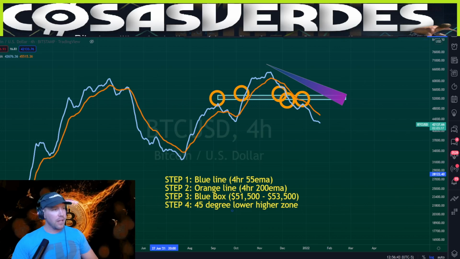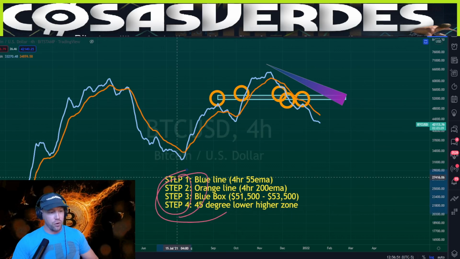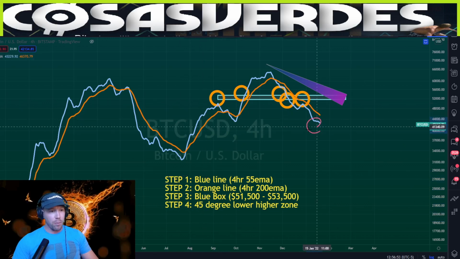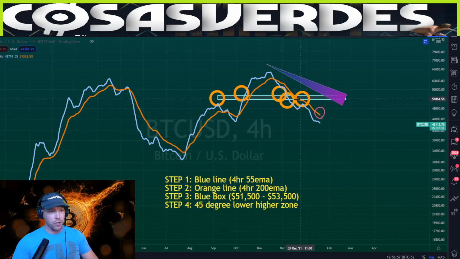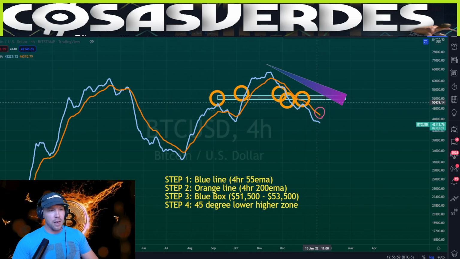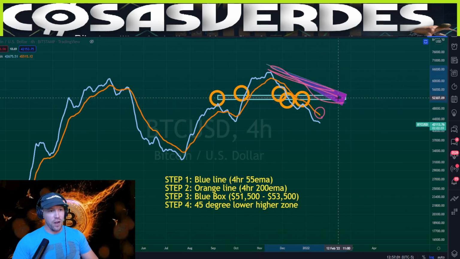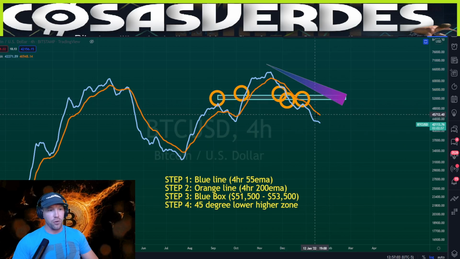I have everything labeled here at the bottom so you can refer to this as we go along. I have 4 things drawn on here, and each of those 4 things is a step. So I have a blue line labeled here, the 4 hour 55, and so on. An orange line is step 2. Step 3 is the blue box. And step 4 is this 45-degree angle projector tool. These are the roads to recovery.